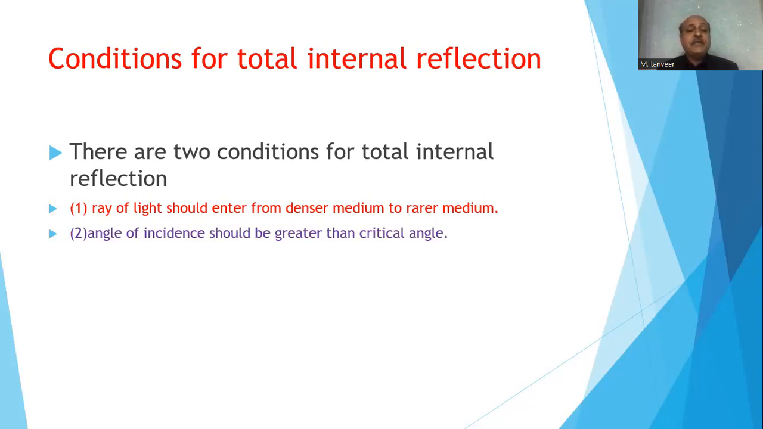Second condition, the angle of incidence should be greater than the critical angle. The angle of incidence should be greater than the critical angle, then total internal reflection will occur. Otherwise, total internal reflection will not occur.